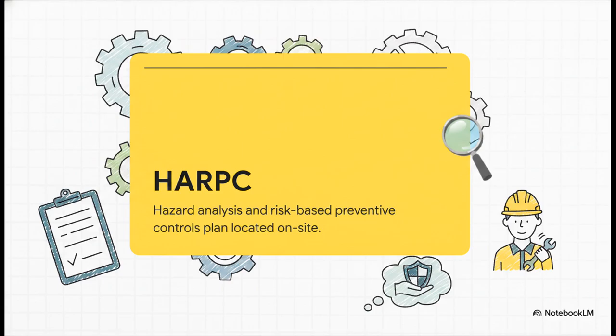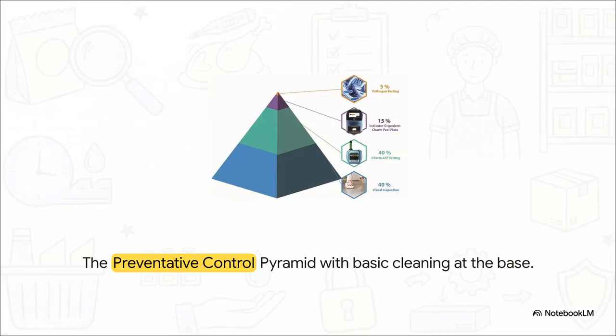And who manages all this? That brings us to the PCQI, or Preventative Controls Qualified Individual. This is the on-site expert who bears the heavy responsibility of developing, implementing, and presenting this HARPIC plan to auditors. If you think of this entire safety structure like a massive preventative control pyramid, notice what is sitting right there at the very base. It's visual inspection and basic cleaning. Good manufacturing procedures, or GMPs, and basic sanitation are the physical foundation of everything else. I mean, you literally cannot successfully perform complex, high-level pathogen testing at the very top of the pyramid if you haven't mastered just basic cleaning and sanitizing at the bottom.